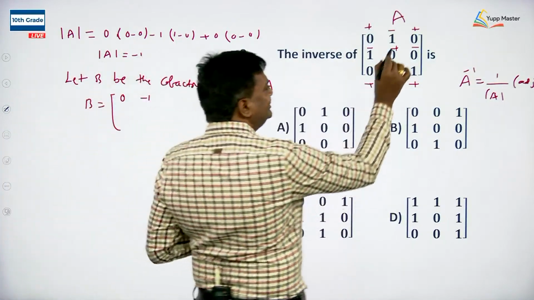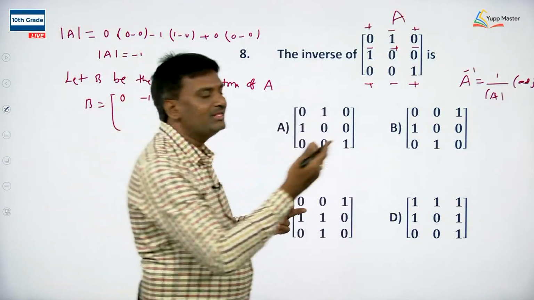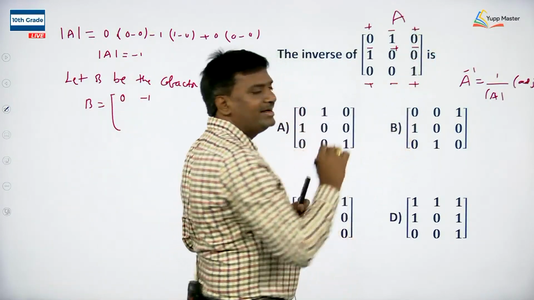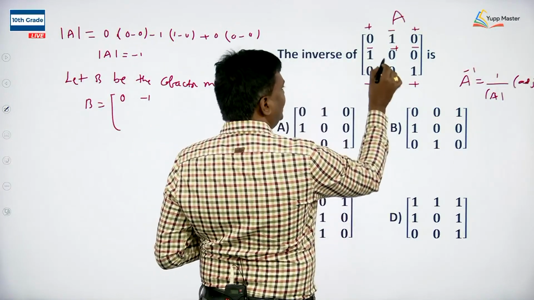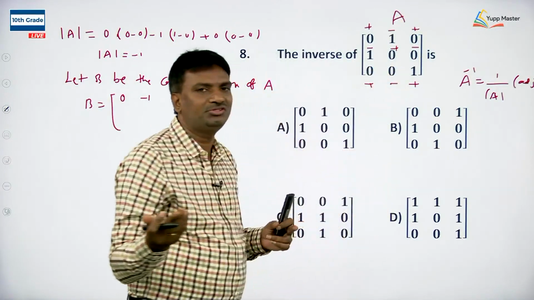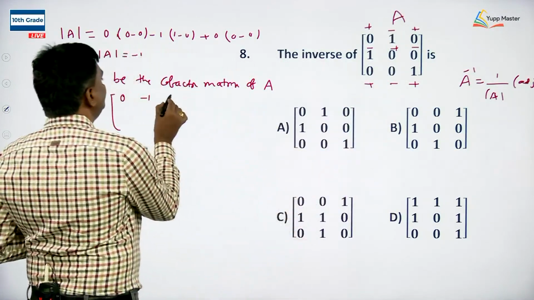Next, take the element 0, eliminate the row and column containing 0, that is nothing but first row and third column. The remaining elements are 1, 0, 0, 0, 1 into 0, 0, minus 0 into 0, 0, 0 minus 0 is 0 only. Here the sign is plus, that is 0 only.